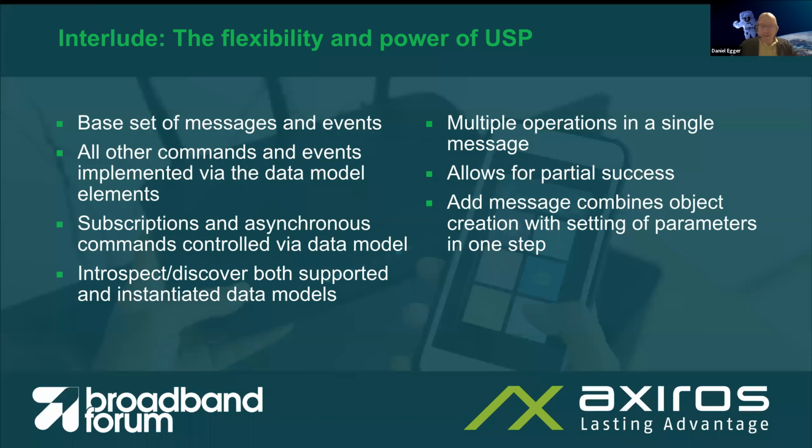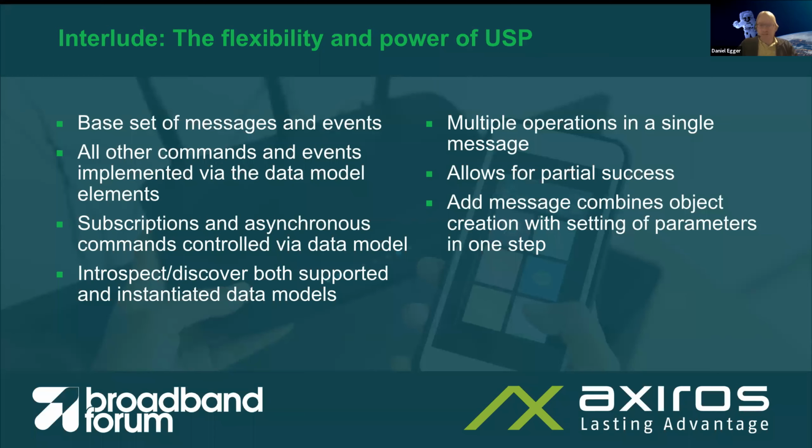Yeah, we also added the ability to introspect and discover both the supported and the instantiated data model. So unlike Tier 69, where you can only look at the instantiated data model, we now have tools available to look at both of those. We also changed a little bit the operations. So there's a lot more things that you can now do in a single message versus multiple operations in Tier 69, which also means that you can simplify your operational workflows on the controller side quite a bit by simply doing more things in one go.